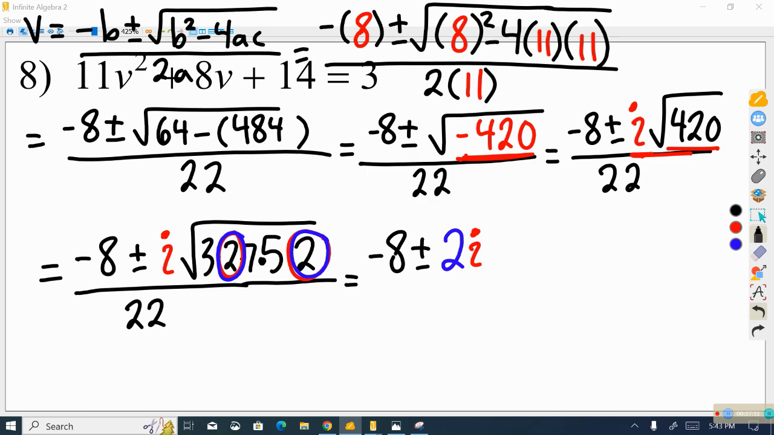So now, what stays inside the square root? What's still there? We have 3 times 7 times 5. So that's 21, right? 3 times 7 is 21, and 21 times 5 makes 105. So that's what we'll have inside the square root. There's nothing we could do to make that any smaller, and everything is divided by 22. So the problem is still not complete.